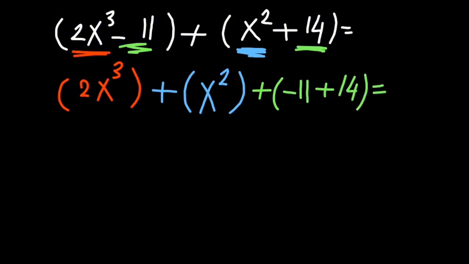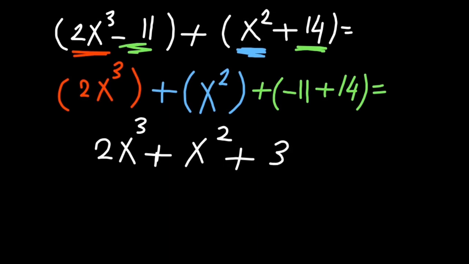Now let's try to simplify. So we have 2x cubed, I'll keep it as it is, plus x squared. Again, I'm going to drop it down. Now opposite signs, subtract, so it's plus 3. Why is it plus? Because as you can see, we choose the greater sign. Can we simplify more? No. This is the simplest form.